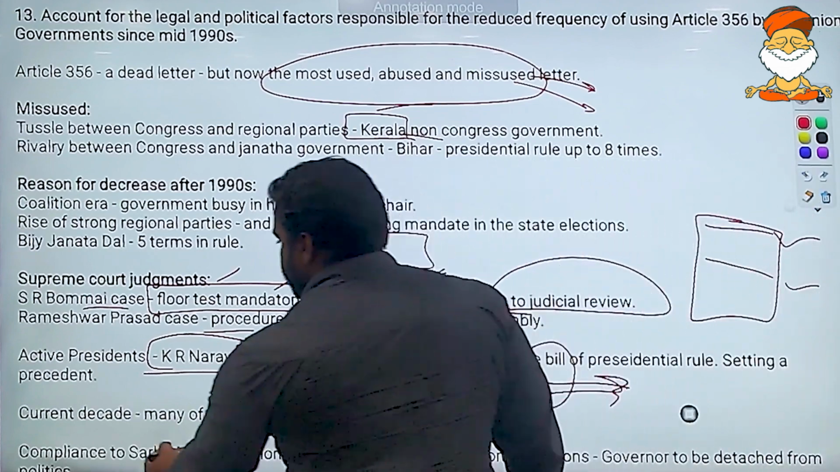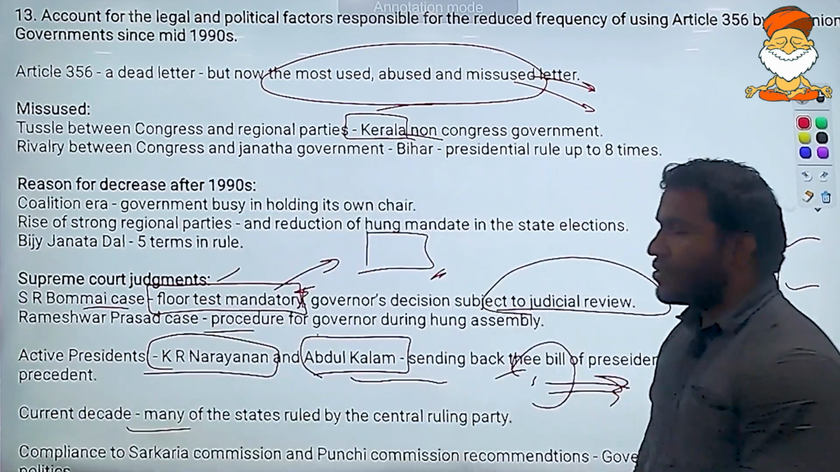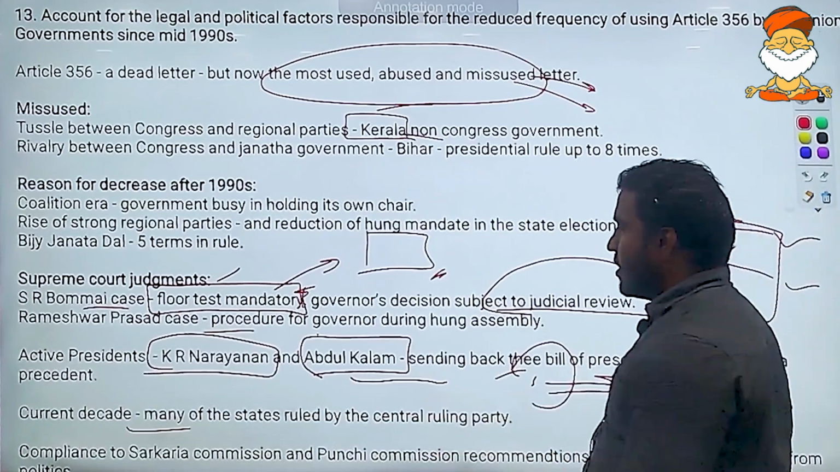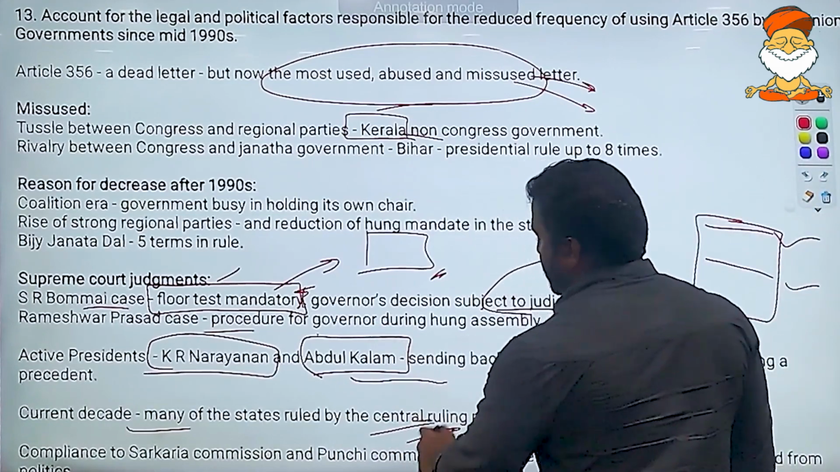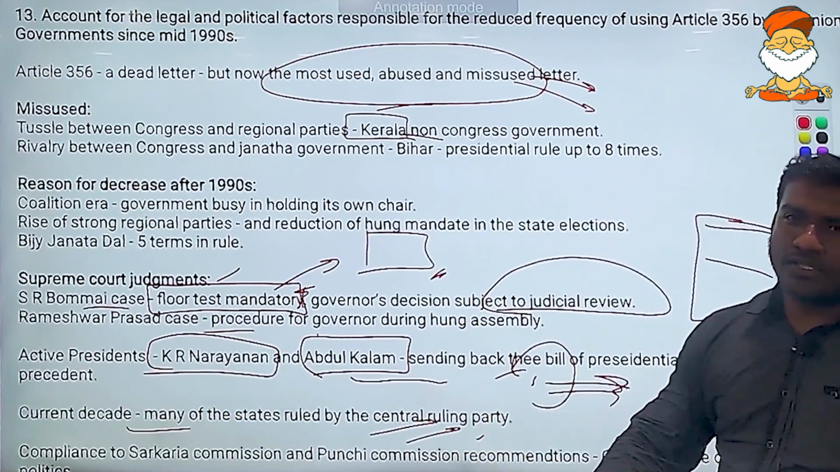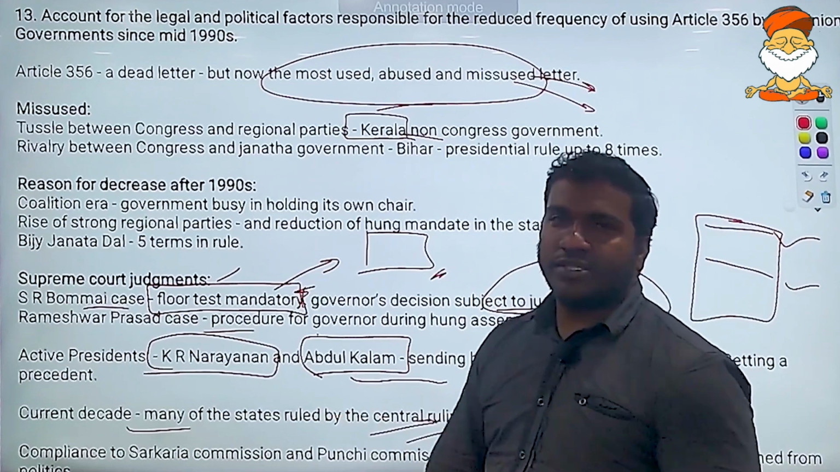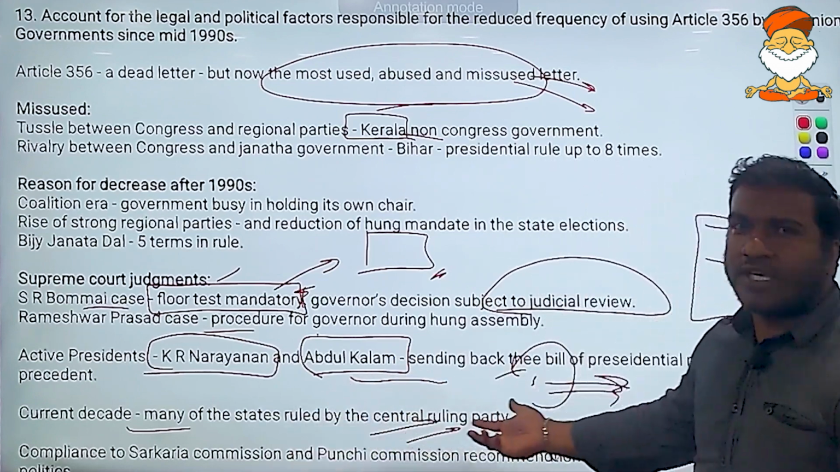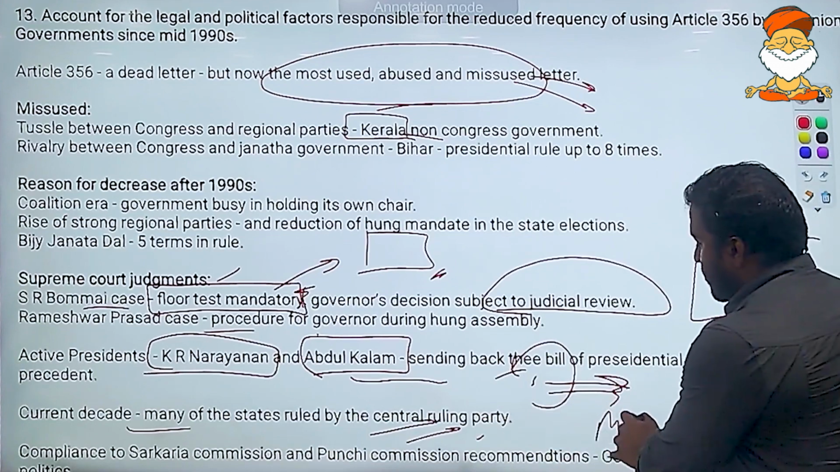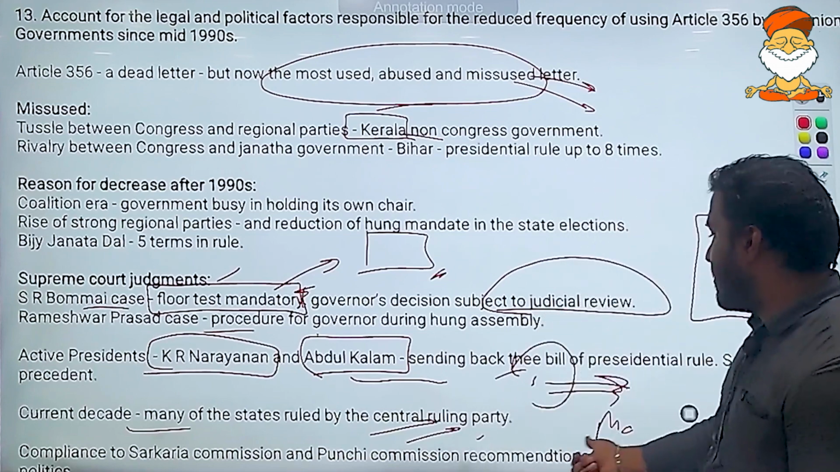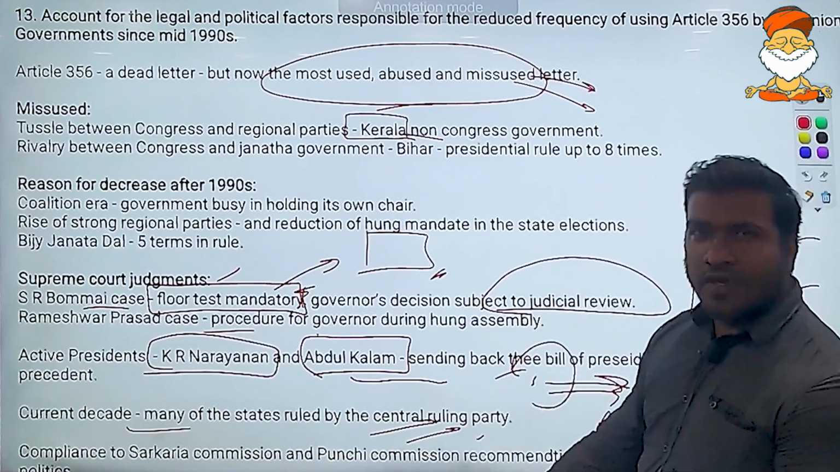Then in the current decade, most of the states are ruled by the ruling party, like the BJP, Modi government, or during Manmohan Singh, the Congress coalition ruled. When most of the states are ruled by the same government, there are least chances of imposing Article 356. For example, Manipur. A very heinous incident happened recently in Manipur, but no presidential rule was imposed because the Biren Singh government belongs to the BJP.